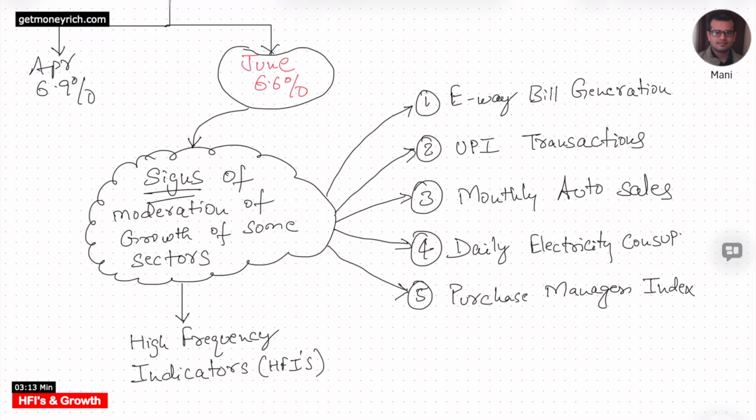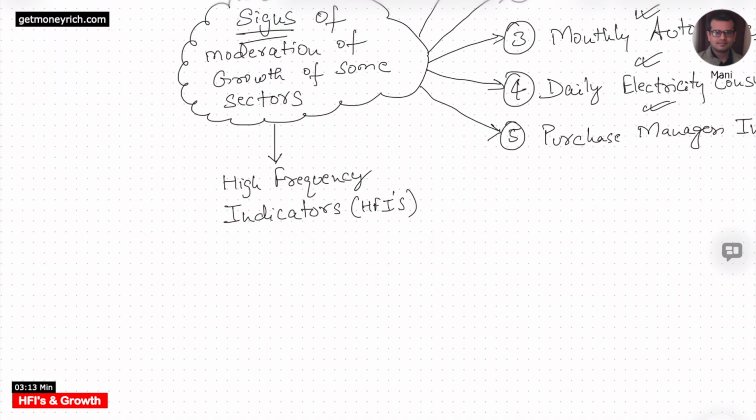So what RBI is basically saying is that they are observing a slight slowdown in these day-to-day indicators, and that's why they think there is a moderation of growth happening, and that's why they have kept a neutral stance. They have not increased the rates, but also they have not decreased the rates. So high frequency indicators are basically RBI's way to look at consumer behavior and also at the business activity of the companies operating inside India.